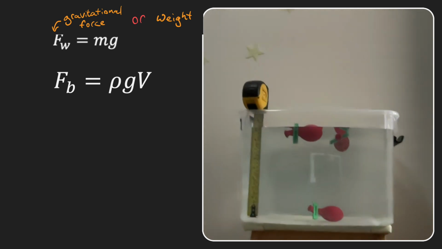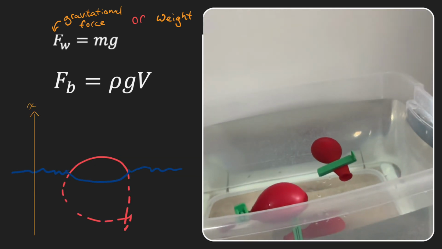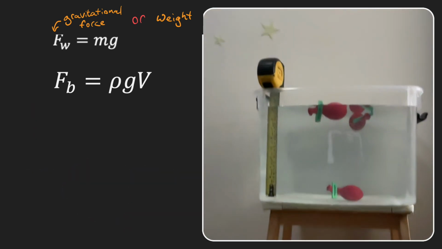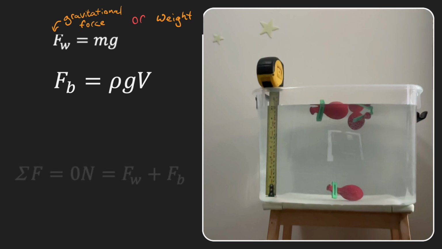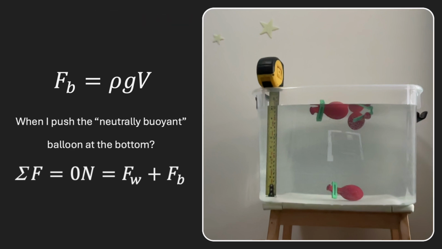If we take a closer look, we can also see that a very small portion of its volume peeks above the surface of the water, telling us that it's not quite neutrally buoyant. Neutral buoyancy is when the object's weight is balanced by the buoyant force, which in this case would mean a net zero force. Which begs the question, what will happen when I push the nearly neutrally buoyant balloon to the bottom of the bath?